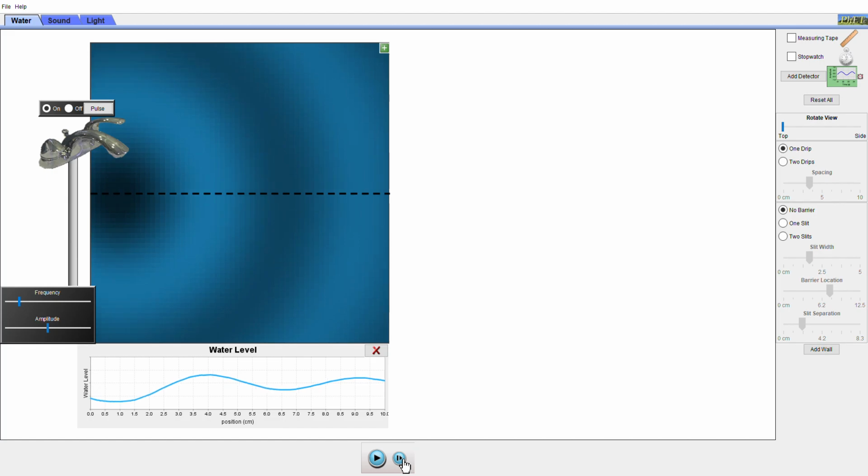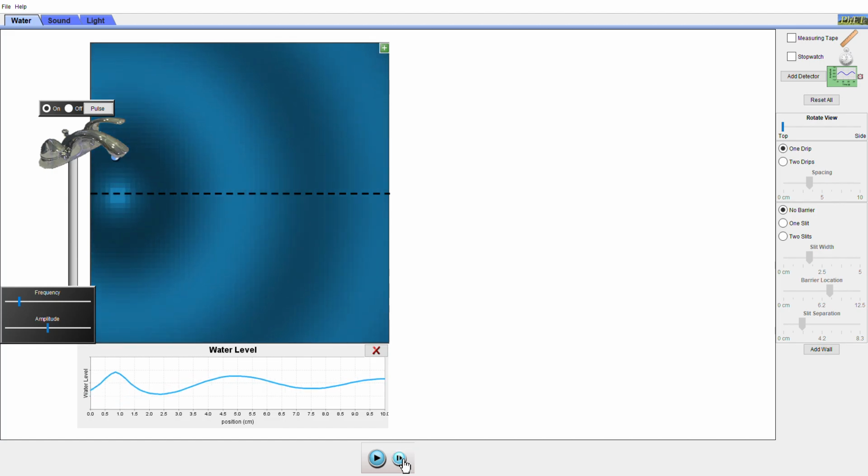I'm going to advance it some more and we'll see where the screen in the tank is the brightest. Right here where the water is dripping at this point is going to be the top of a wave. So what do we call that top of a wave? That's question number 2 on your worksheet.